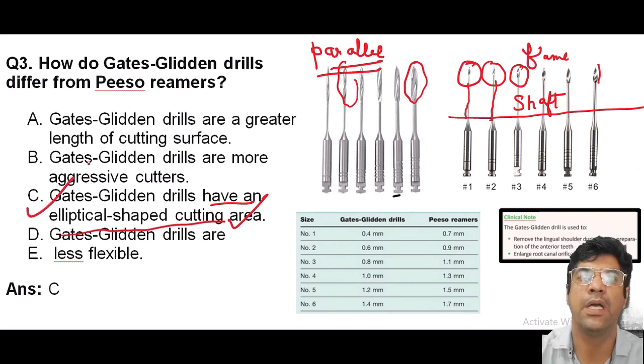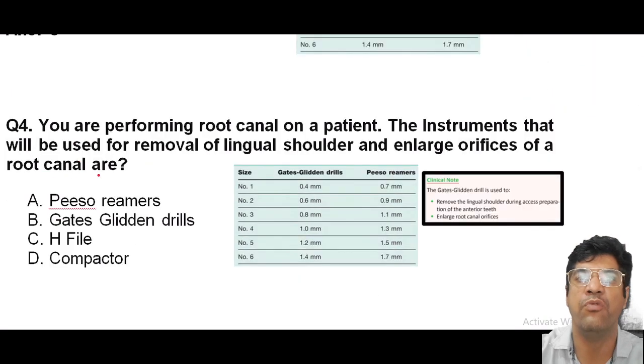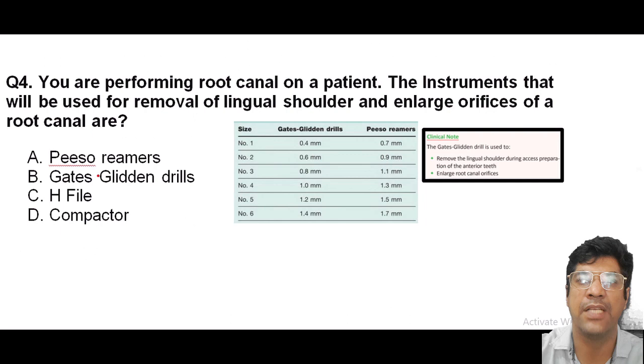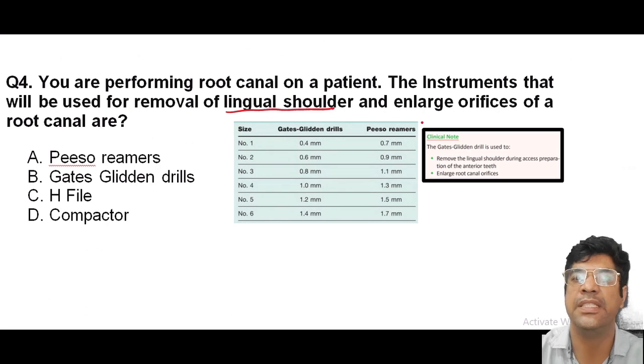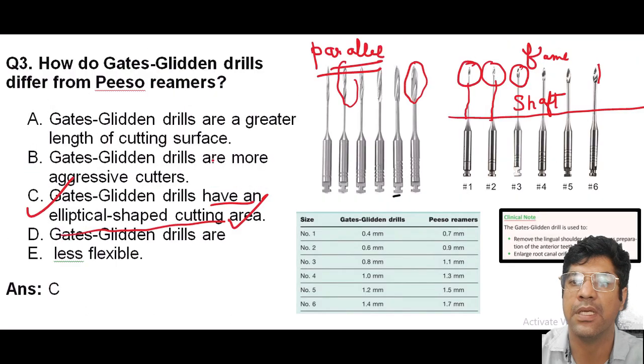You are performing a root canal on a patient. The instrument that will be used to remove the lingual shoulder and enlarge the orifice of the root canal is the GG drill. So coming back to the GG drill, it will remove the lingual shoulder during access preparation, and it will enlarge the root canal orifice. They are available in various sizes, number 1, 2, 3, 4, 5 and 6.